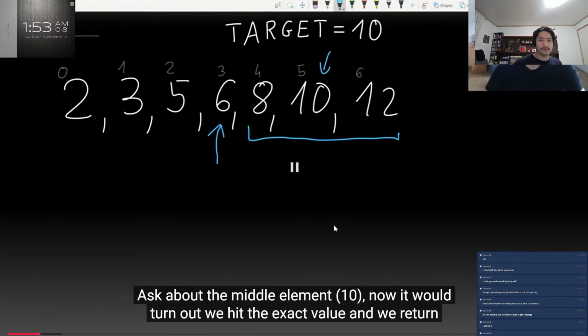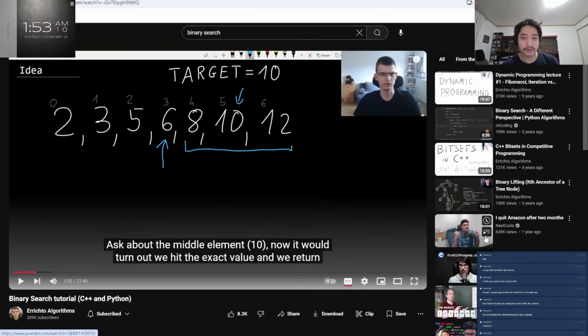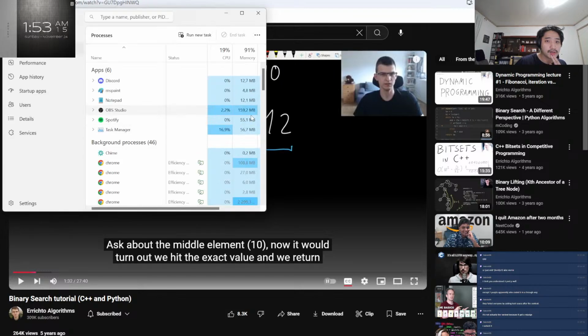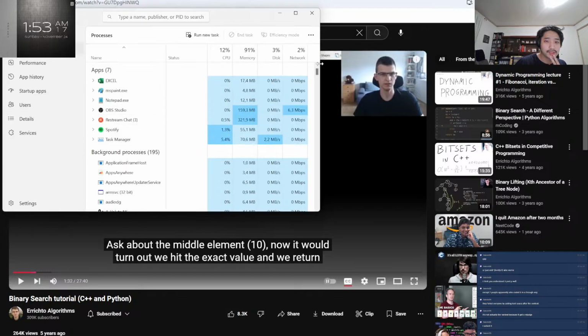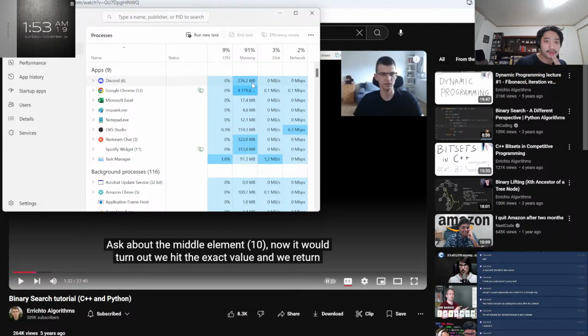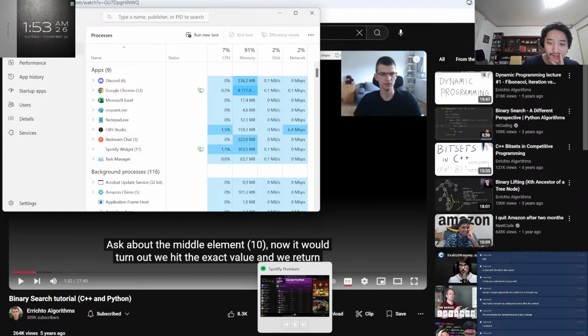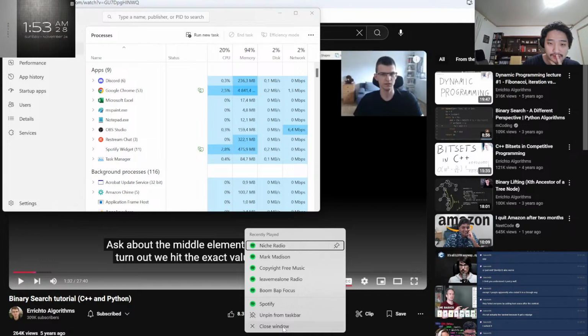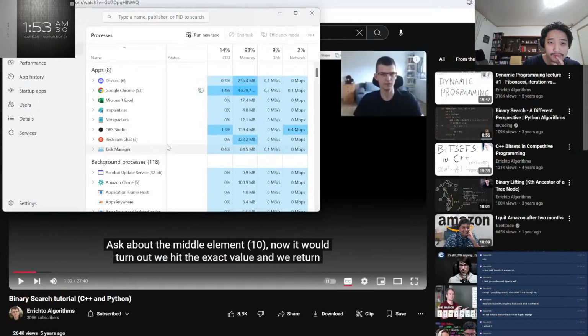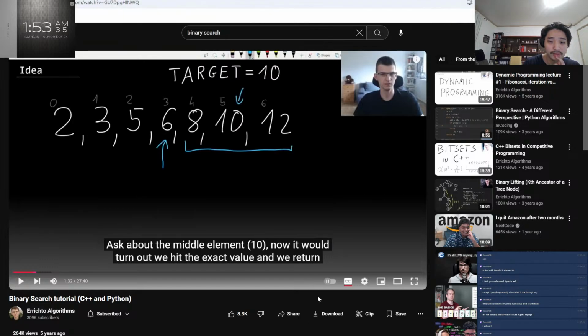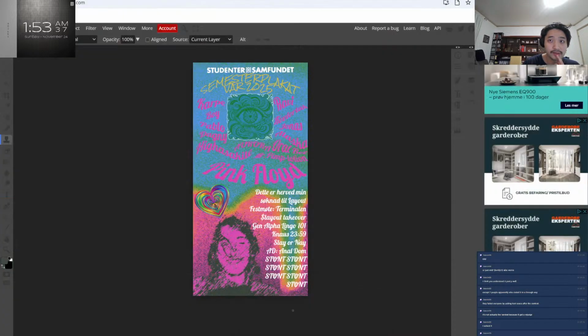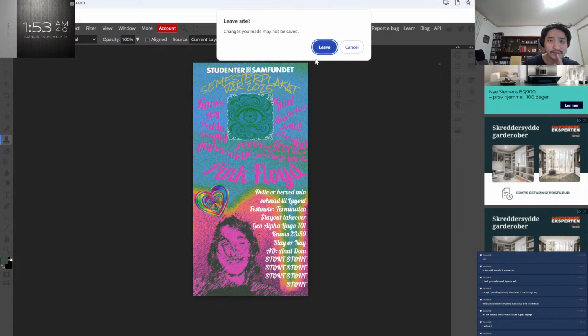It's 10. Oh, is it my own? What's killing it now? Okay, Chrome is absolutely killing it. I don't need the Spotify widget. I can close that. I just need to clean up because I have a lot. Yeah, I don't need this anymore. It's fun.